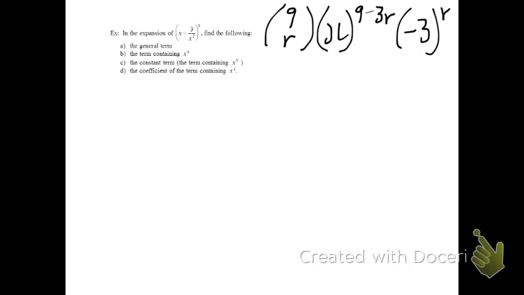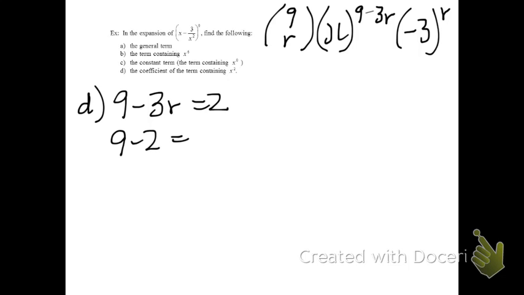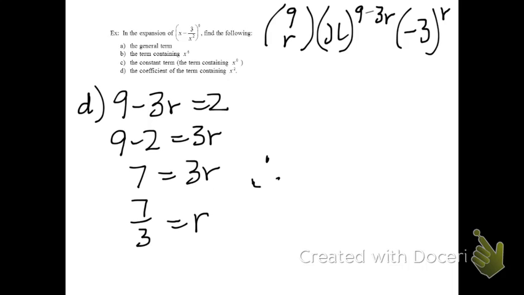Okay, so now we're looking at question D, the coefficient of the term containing x squared. So again, we have our 9 minus 3r, and that would have to be equal to 2. So when we rearrange and solve, we get this answer, which doesn't make any sense. R needs to be a whole number. It's 7/3 of a number. It doesn't make sense. So what we conclude is, therefore, there's no term.